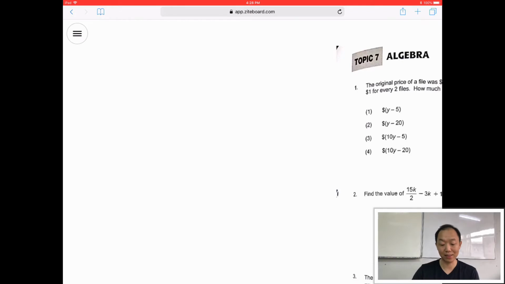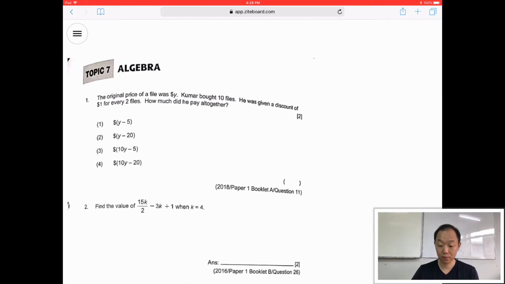First of all, let's find the total cost. What is the total cost of the files? Each one is $Y, and there are 10 of them, so it's $10Y. He had to pay $10Y for them, and he was given a discount of $1 for every 2 files. So if there are 10 of them, he will have to minus $5, because for every 2 of them is minus 1, so 10 of them is minus 5. So the answer has got to be 10Y take away 5, so the answer is $(10Y - 5). Okay, so that's the first answer.